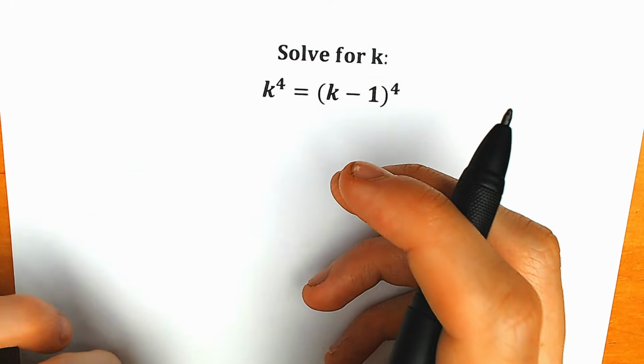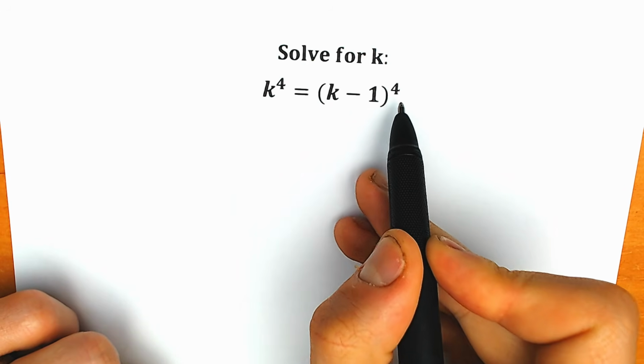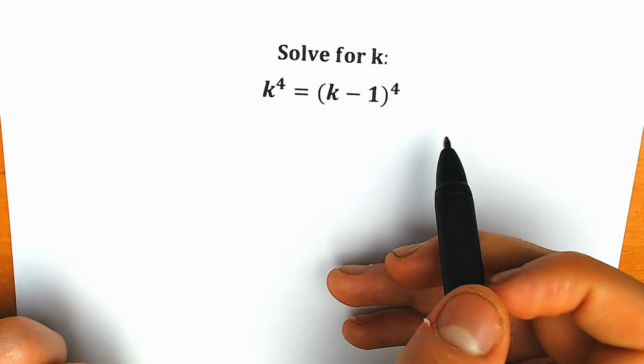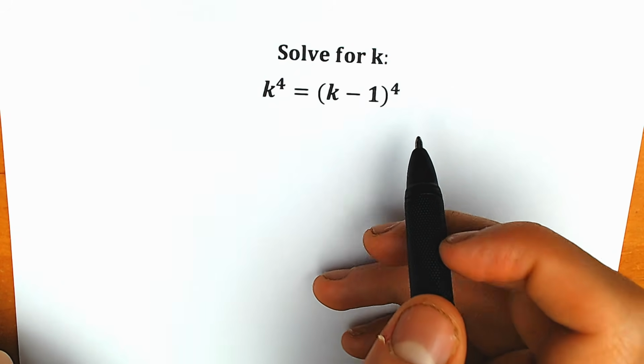Today we have a great algebra question: k to the power 4 equals (k minus 1) to the power 4. We need to solve this question for k. If you have your solution, your answer, you can also write that in the comment below and then we will check your answers.